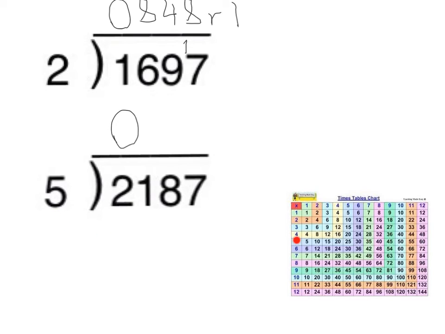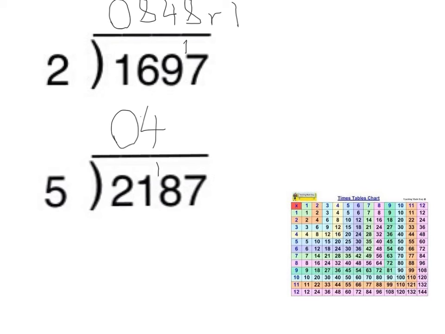So I can use my times table chart here again, and I can see that 5 times 4 equals 20, and that's as close as I can get to 21 without going over. So I know that 5 fits into 21 4 times, and there's 1 remainder. So now I combine that 1 with the 8, and now I've got 18. So I'm looking at how many times 5 fits into 18.